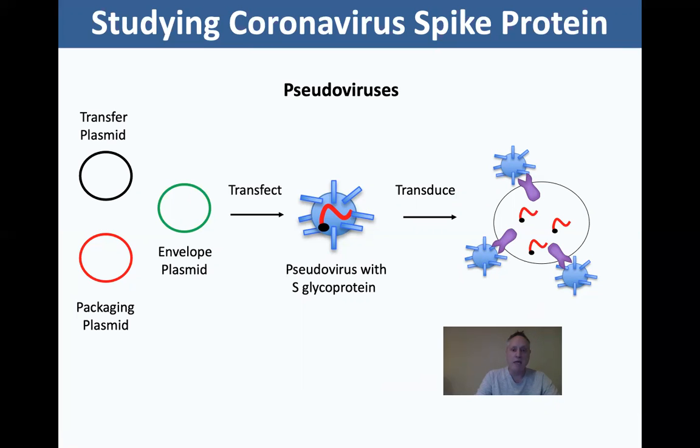You can isolate these and use them to transduce another cell line that has ACE2 receptors, and you can study how the coronavirus spike protein interacts with ACE2 and gains entrance inside of the cell. By definition, the pseudovirus is incapable of replicating itself, and that simplifies the system because you're only studying entry. So pseudoviruses are a very common experimental procedure to focus on studying viral entry.